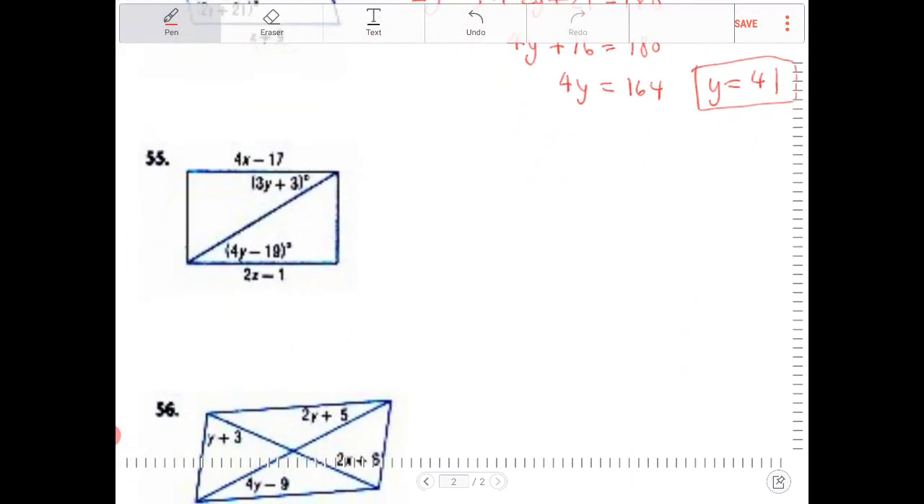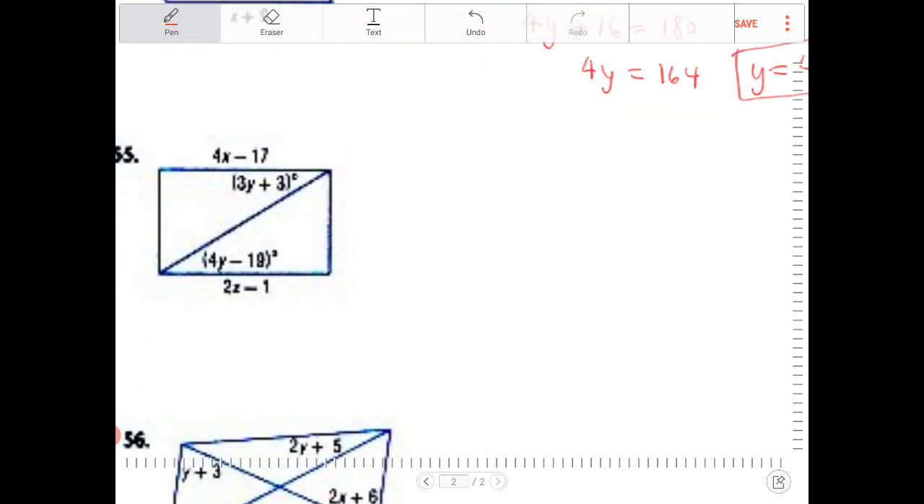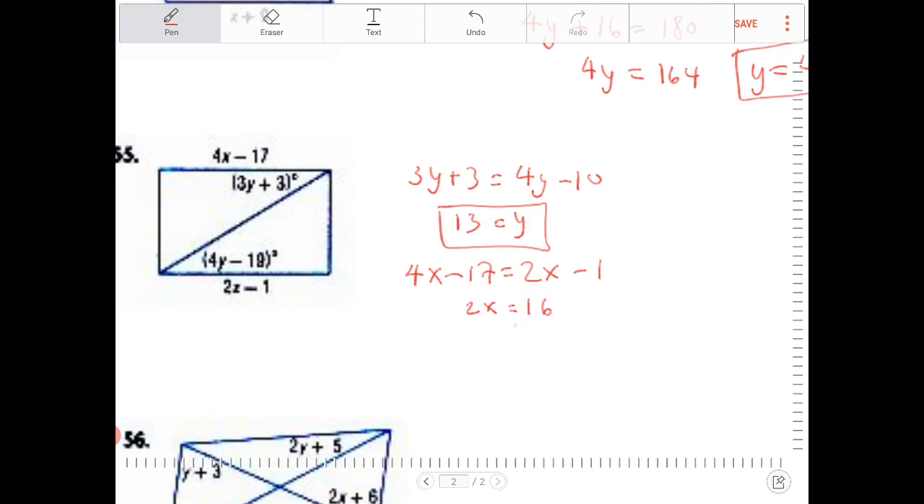Okay, next. We just need to show that, to make this a parallelogram. So alternate interior angles should be the same. So 3y plus 3 should equal 4y minus 10. Subtract 3y, add 10, we get y is equal to 13. Opposite sides should be the same. 4x minus 17 should equal 2x minus 1. Subtract 2x, add 17, divide by 2.